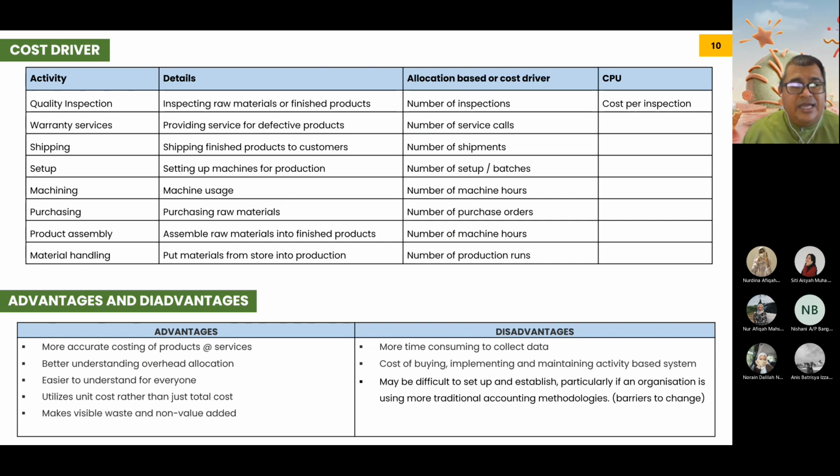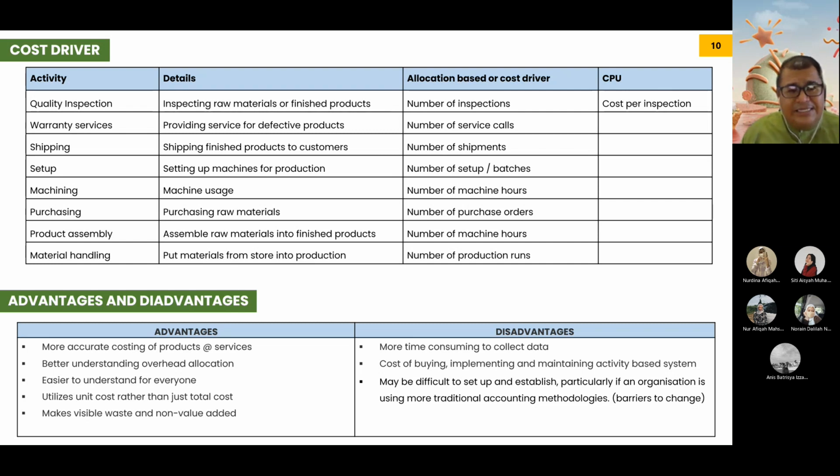Okay, and then you can easily understand. When we are using the ABC, it is easier to understand for everyone that sees the report. Okay, so acceptable lah kalau Proton Iris, Proton Saga tu murah as compared to X70 or X50 ataupun Perdana.